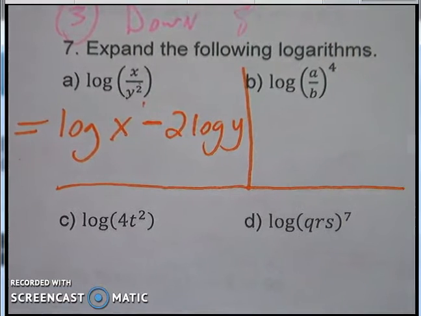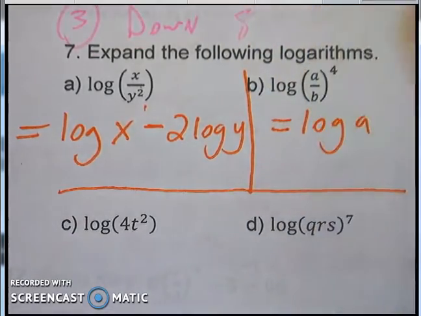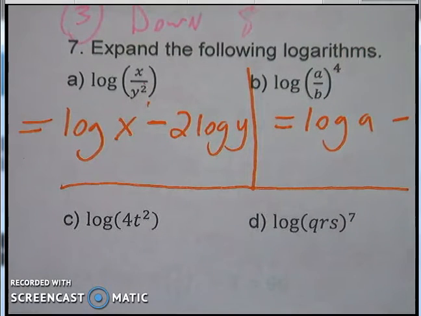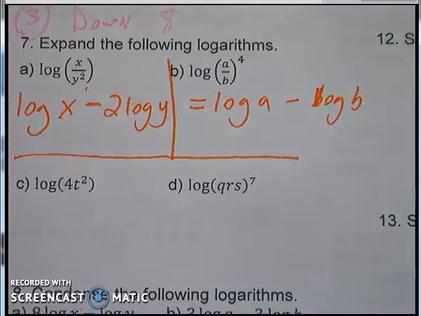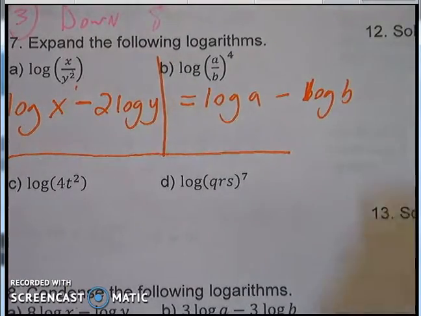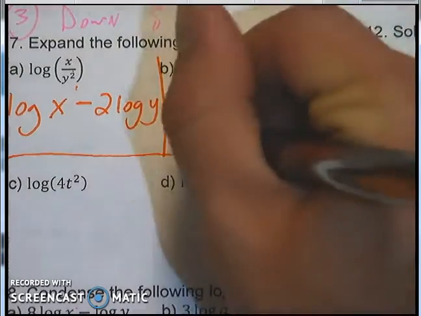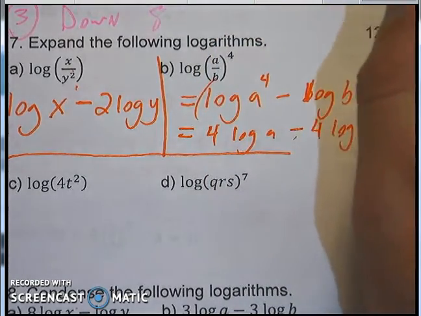Part B, I see a division sign, so I'm going to take this one logarithm and expand it into 2 logarithms. Log of a minus log of b. But notice that it's got an exponent of 4. So what I should probably do is move that 4 in front of both logarithms. Because right now, that's a to the 4th, b to the 4th. So let's make that 4 log a minus 4 log b.